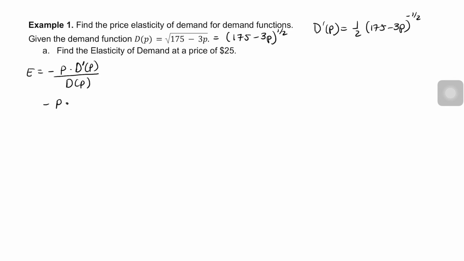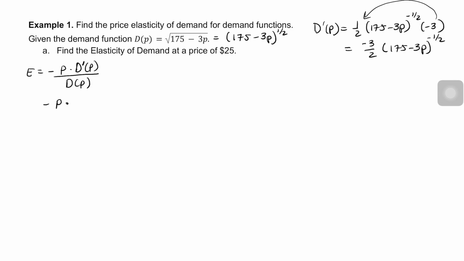And then multiply by the derivative of the inside. The derivative of 175 minus 3p is negative 3, because the 175 becomes 0. We can multiply these two together, and that will give us negative 3/2 times 175 minus 3p to the negative 1/2. Okay, so we have everything we need.